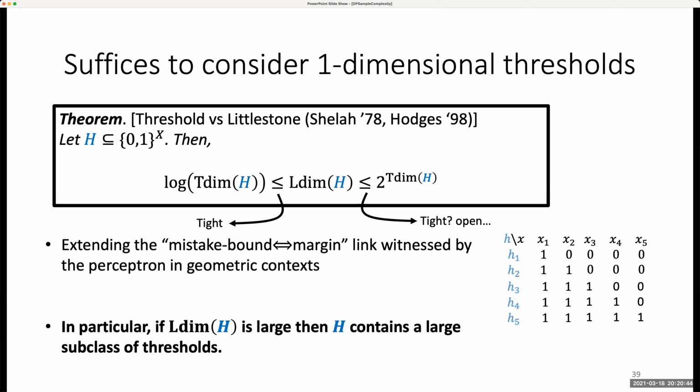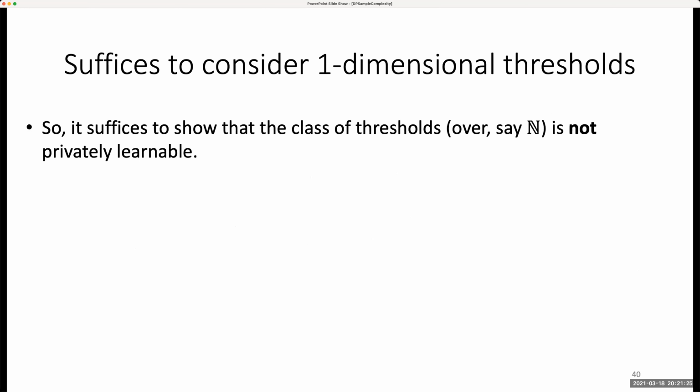The way we are going to use this result is that if the Littlestone dimension is large, and we want to prove that if the Littlestone dimension is unbounded, then it's not differentially private learnable. So we are given a class with very large Littlestone dimension. We know that there is also a large subclass of thresholds just by this result, and therefore we can restrict our attention to thresholds. This is the first idea in the proof. We don't need to worry about an arbitrary Littlestone class. We can identify a large subclass of thresholds, and we only focus on thresholds from now on. So it suffices to show that the class of thresholds, over say the natural numbers, but it doesn't matter, is not privately learnable.